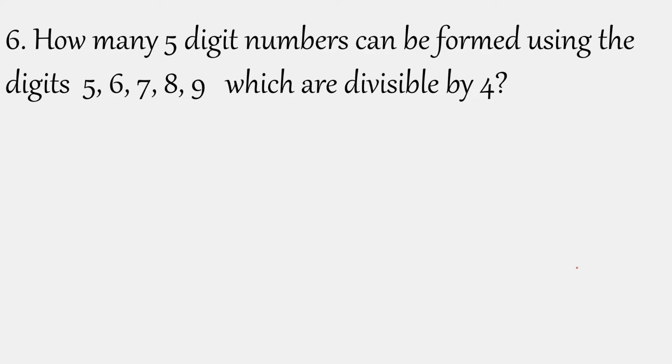Understood? Now, how many 5-digit numbers can be formed using the digits 5, 6, 7, 8, 9 which are divisible by 4? I hope you know the condition of divisibility by 4. Divisible by 4 means what? Last 2 digits should be either 0, 0 or divisible by 4. So if the last 2 digits are divisible by 4, then you can say that the number is divisible by 4.